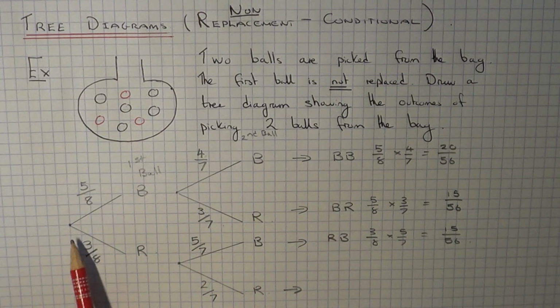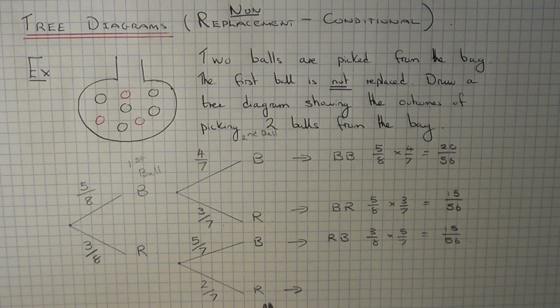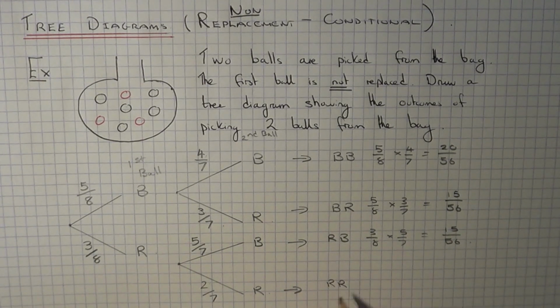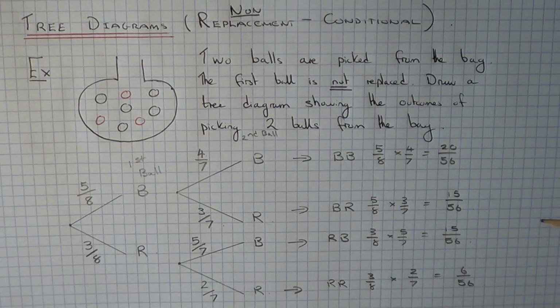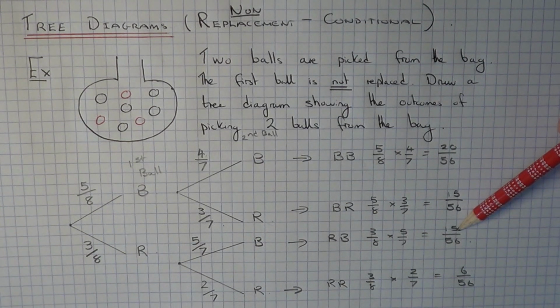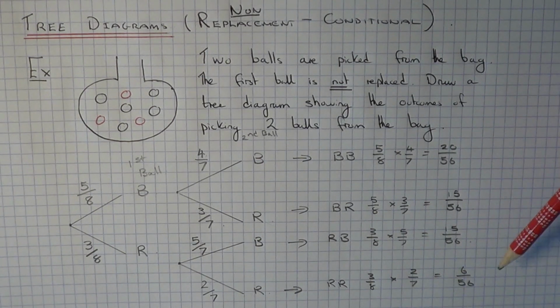And the bottom route of the tree diagram would be 2 reds. The probability of 2 reds will be 3/8 times 2/7, which is 6 out of 56. If you notice, I didn't simplify any of these fractions, because if you want to check you've got it all correct, all these 4 fractions should add up to a whole one. So 20 add 15 is 35, add 15 is 50, add the 6 is 56. So you get 56 out of 56, which again is a whole one.